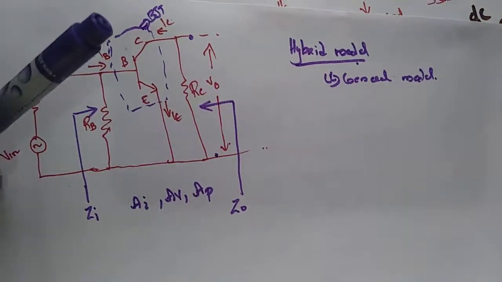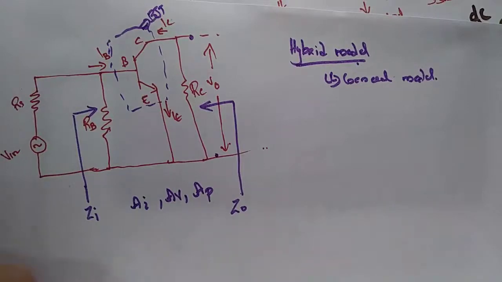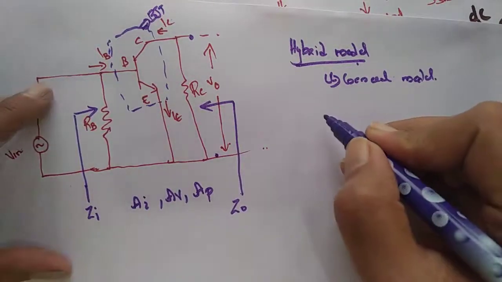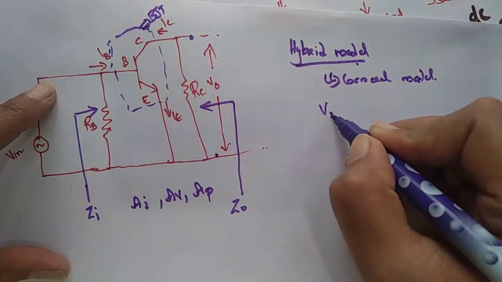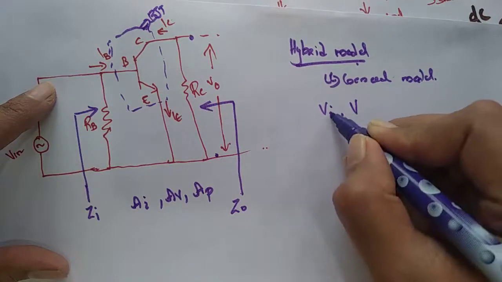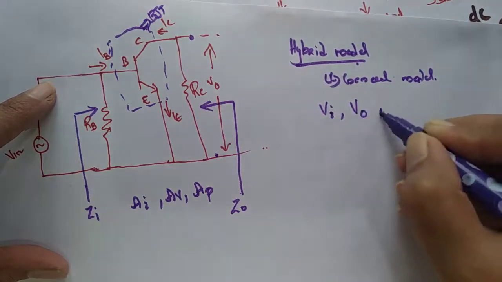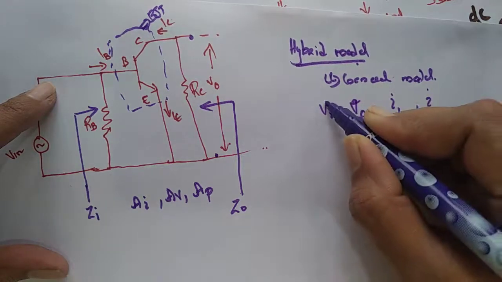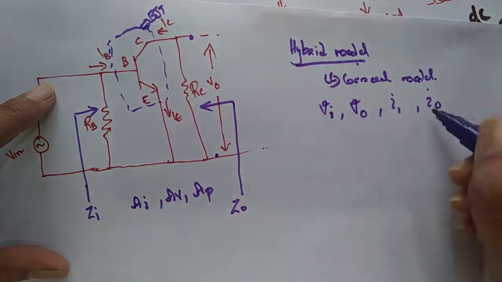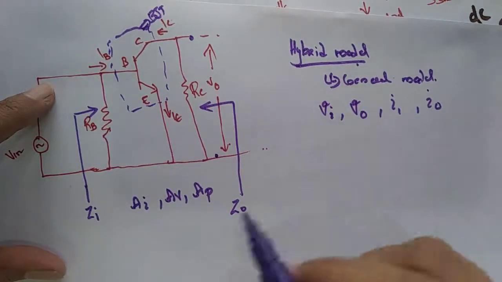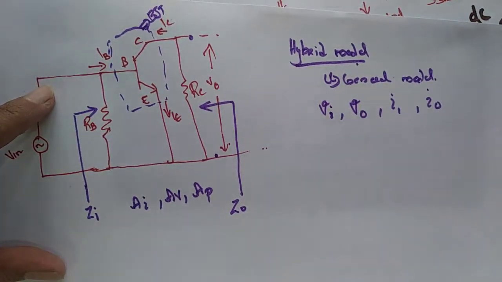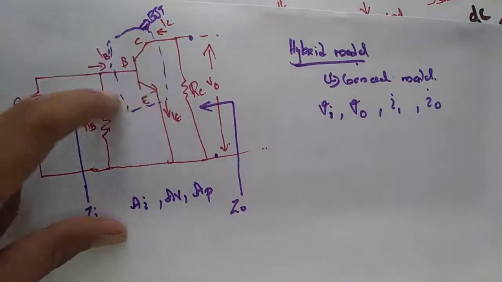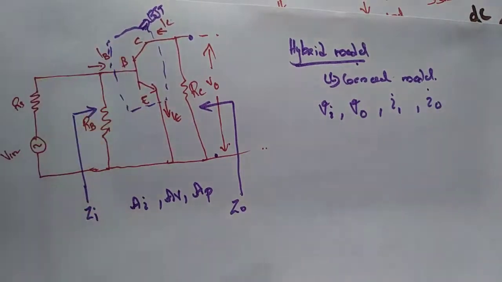So what are the parameters we know? We have the input voltage Vin, the output voltage Vout, the input current Ii and the output current Io. We should know all these parameters, and we are going to represent this BJT in a simplified form. That is called a hybrid model.